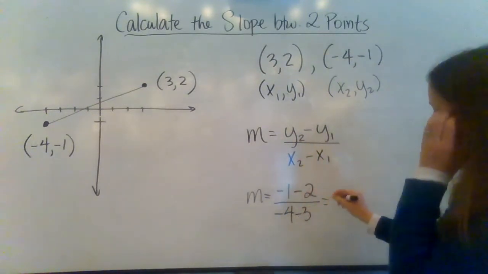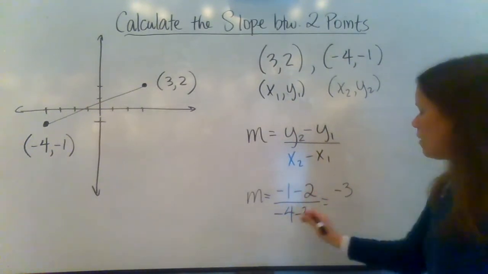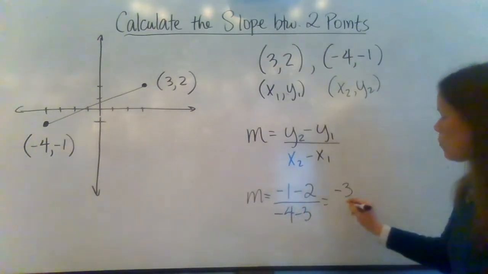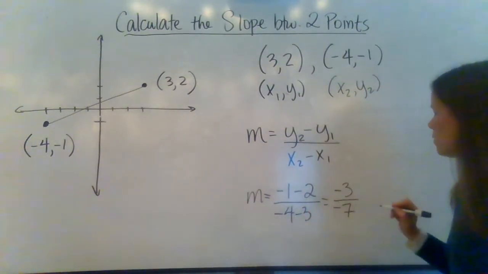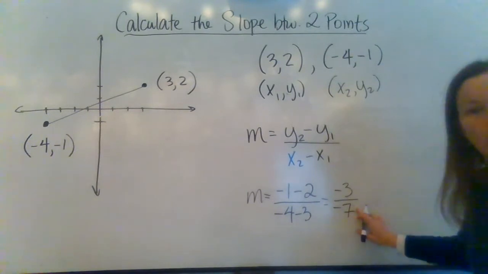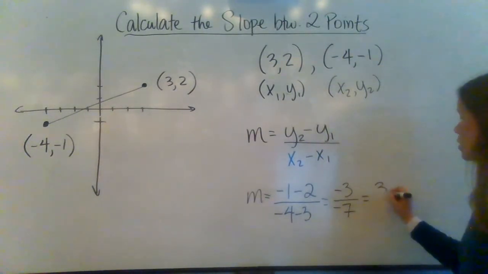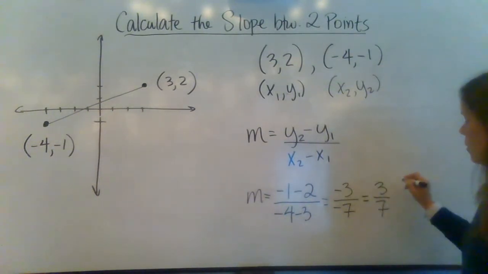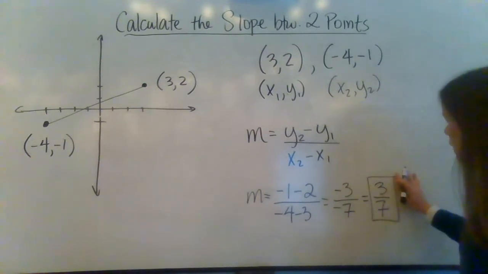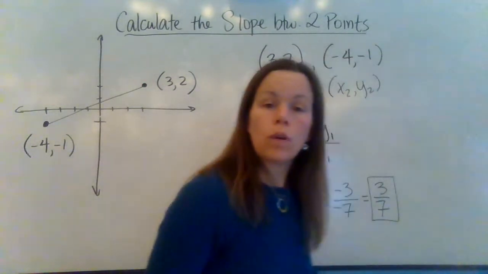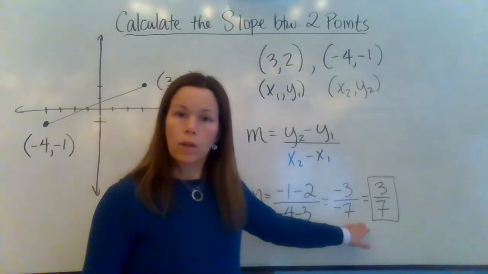So -1 minus 2 equals -3. -4 minus 3 is -7. Negative divided by a negative is a positive, so I can continue here and simplify. If I was able to reduce the fraction, then I would.